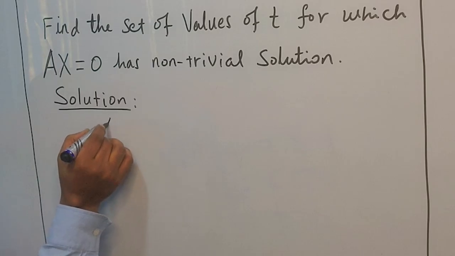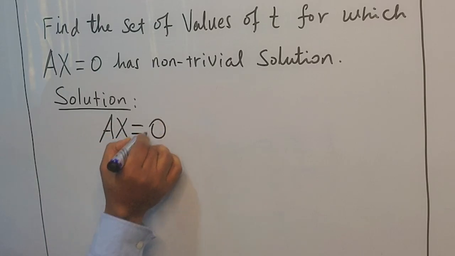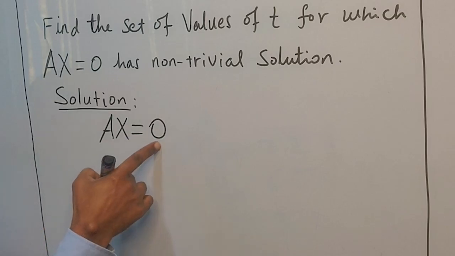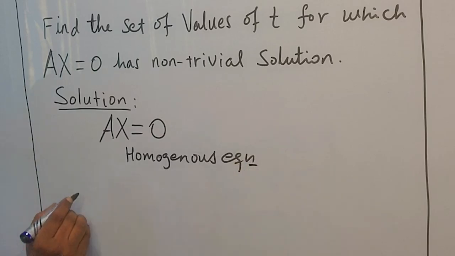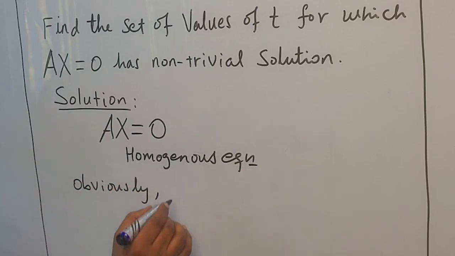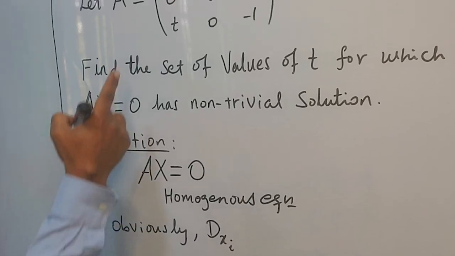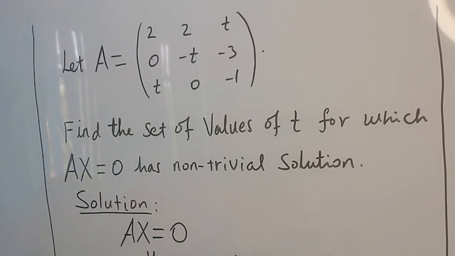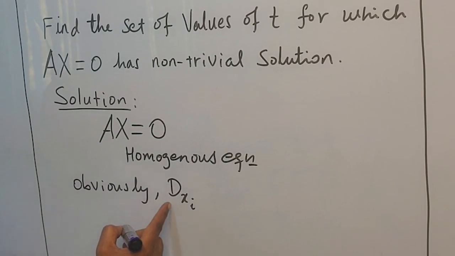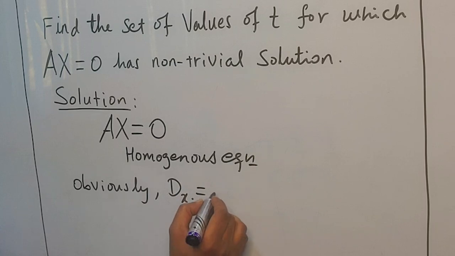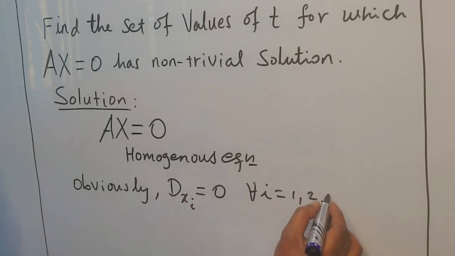Look, we have the system AX equals 0, that's a homogeneous system of linear equations. For each unknown, we have a 3 by 3 coefficient matrix A. So we have 3 unknowns, x1, x2, x3. So dxi is equal to 0 for all i = 1, 2, 3.